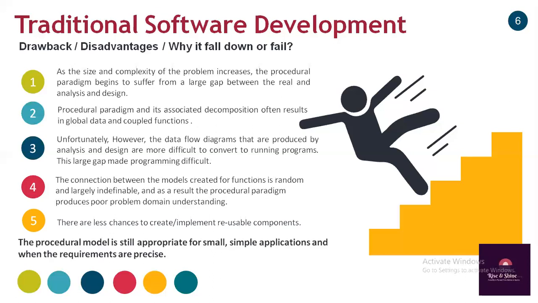Still, this procedural model, or traditional or prescriptive software development, is appropriate for small, simple applications, and applications where requirements are precise. They are not increasing or changing. The business is stable, and there is no change in requirements. Then traditional software development is very good for developing such systems.